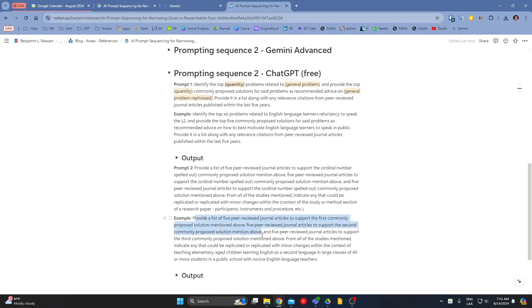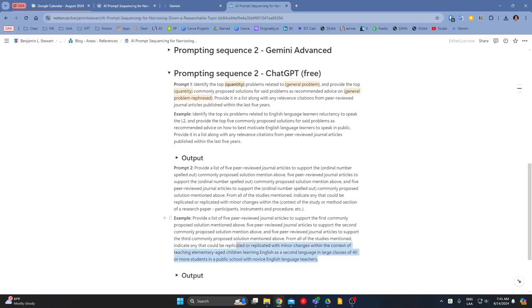So again, it's a bit repetitive in this example, but you're likely to get more accurate results if you tend to be a little bit repetitive in your prompts or in your examples that you're posting. From all the studies mentioned above, again, notice that I keep repeating mentioned above. From all of the studies mentioned, indicate any that could be replicated or replicated with minor changes within the context of teaching elementary age children learning English as a second language in large classes of 40 or more students in a public school with novice English language teachers.